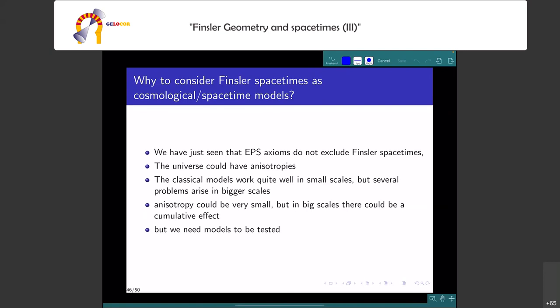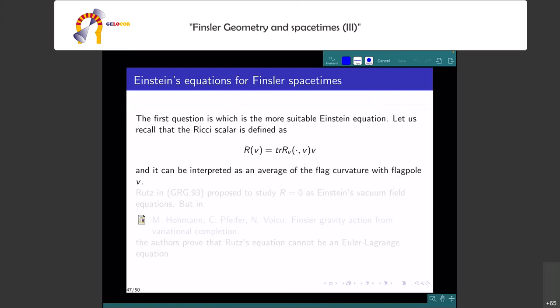And of course, we need Einstein equations for Finsler space-time. So in order to introduce Einstein equations, let me define the Ricci scalar. It is a trace of the curvature tensor. In the second session, I defined the curvature tensor. Then with this trace here, you define the Ricci scalar, which can be interpreted as an average of the flag curvature, with flagpole V.